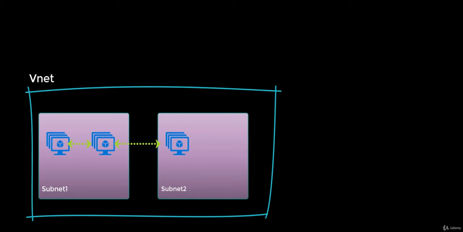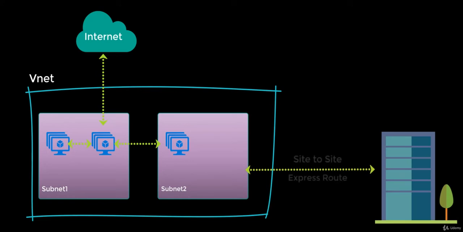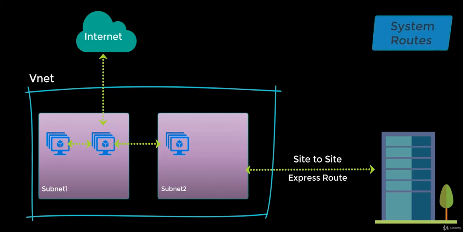There will be data flow from the virtual machines to the internet, and then the communication between virtual machines using a VNet to VNet VPN. Not to forget, we may also have site to site and ExpressRoute communication through the VPN gateway. All such kinds of communications that we just listed here are managed by something called system routes. Azure uses system routes to direct network traffic between virtual machines, on-premises networks, and the internet.